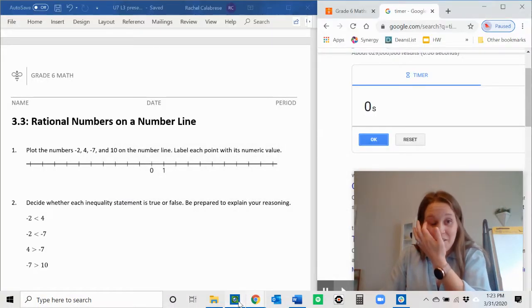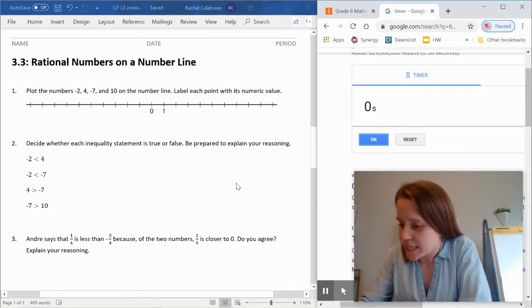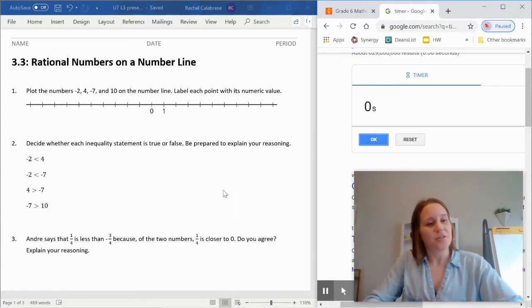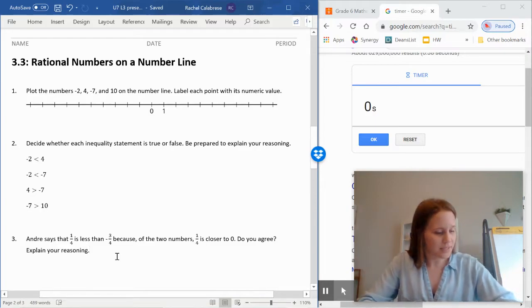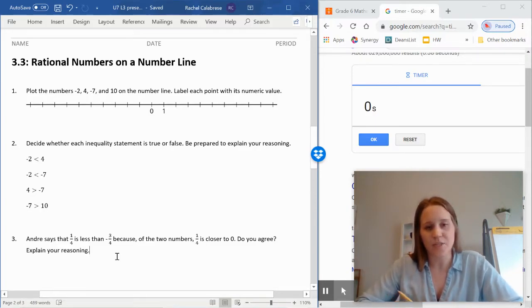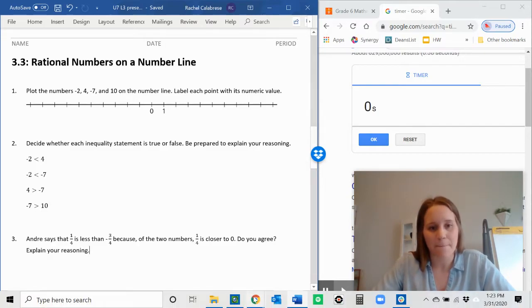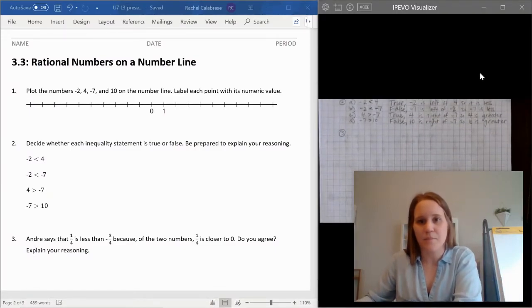All right, we are ready to move on to question 3. I'm going to go ahead and set up on my paper question 3, and here we go. Question 3, Andre says that 1/4 is less than -3/4 because of the two numbers, 1/4 is closer to 0. Do you agree? Explain. All right, so let's go ahead and think about what we need to write here.